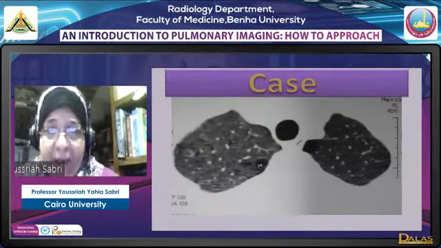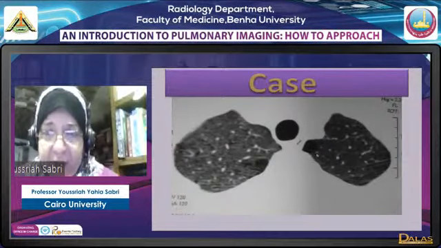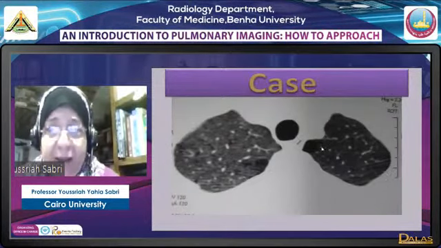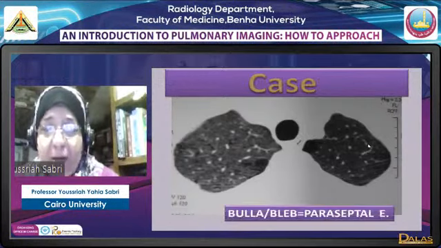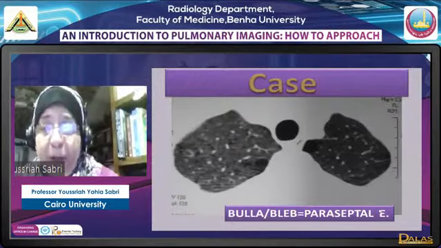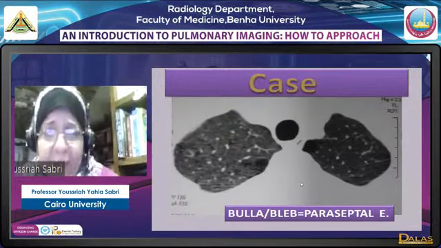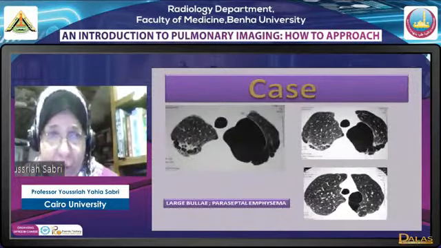Here we have black holes that are peripheral. They are indenting the adjacent lung. In spite of being small, they exert a mass effect on the adjacent lung, and they don't have a wall. These are the bulla or blebs, which represent paraseptal emphysema. Paraseptal emphysema are bulla and blebs, and actually a bulla is more than 1 centimeter, a bleb is less than 1 centimeter, and this is how they look.